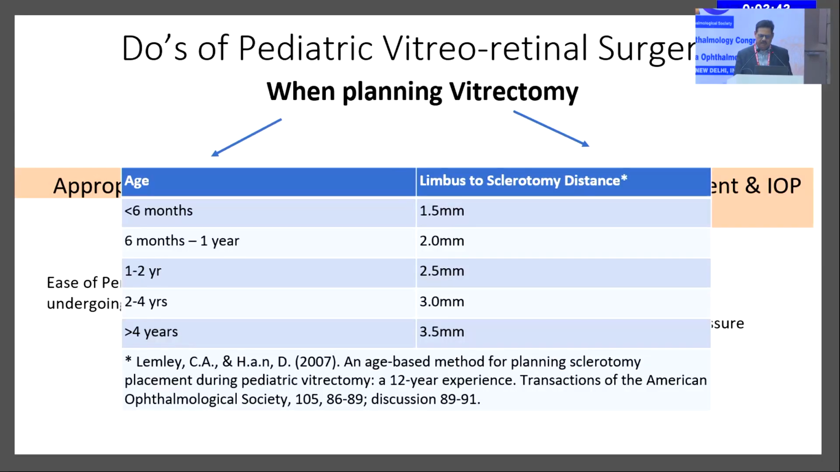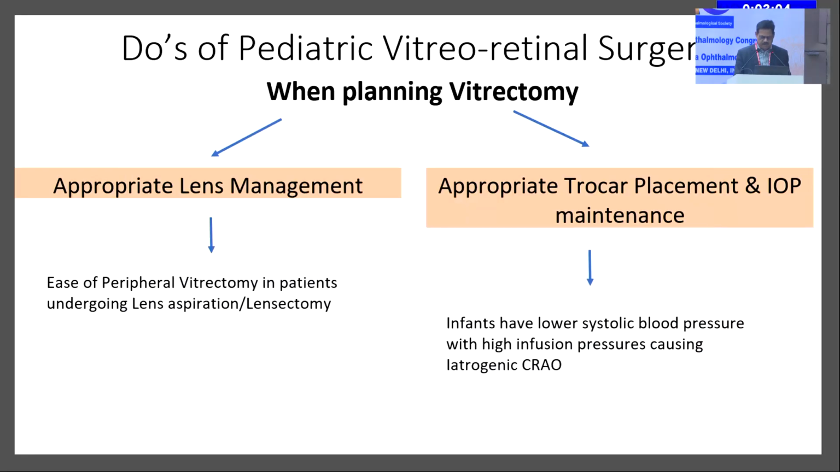What are the do's when you are doing retinal surgery in children? Where should we put the trocar? It depends on the age. Less than 6 months, normally we do 1.5 millimeter; 6 months to 1 year, 2 millimeter; 1 to 2 years, 2.5; 2 to 4 years, 3 millimeter; and more than 4 years, 3.5 millimeter. This may vary depending upon the situation and the case, but by and large we follow this dictum.